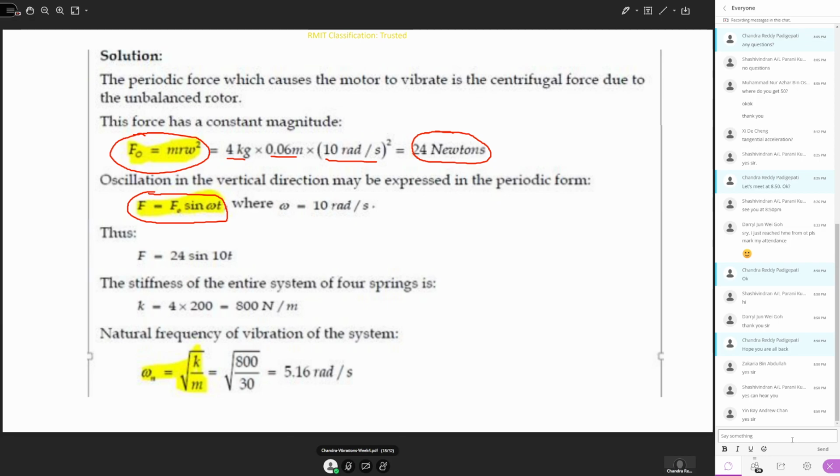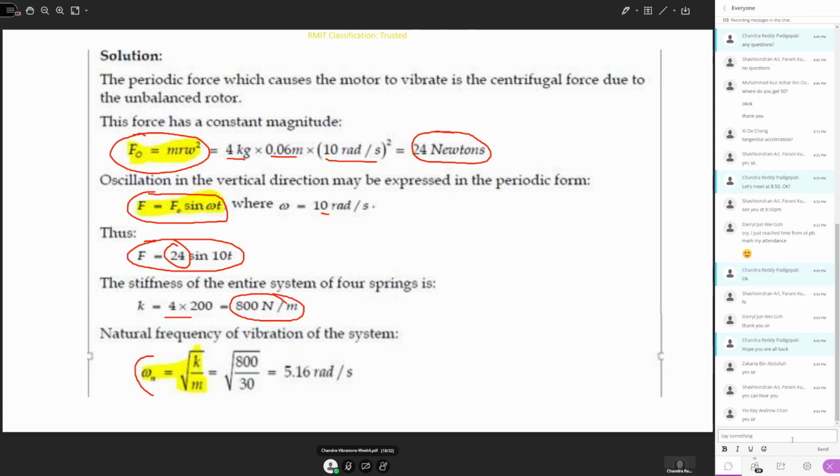All right. So the stiffness of the entire system, 4 springs, so 4 into 200, you will have 800 Newton per meter. Then the natural frequency of the system is the square root of K over M. Here M represents the total mass, and stiffness is the total stiffness. So the natural frequency of the system we can calculate as 5.16 radians per second. All right, so this is your F naught, 24 newtons.